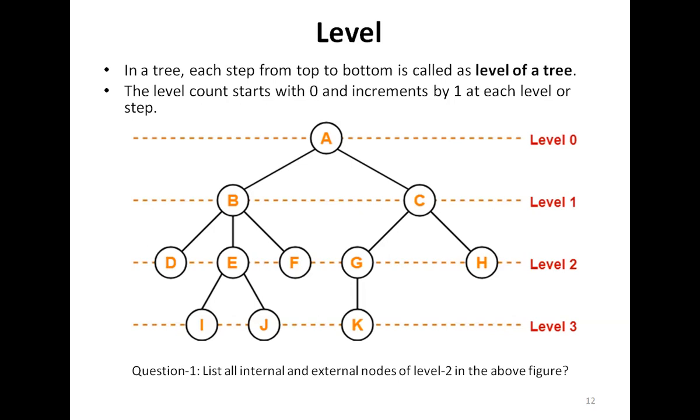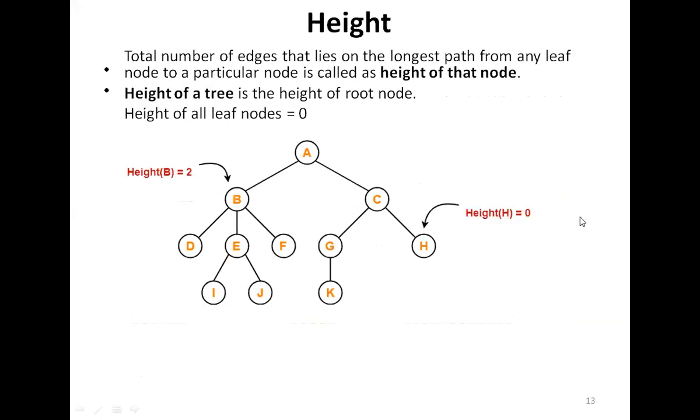Okay, good. And in level 3? Sir, in level 3 there are no internal nodes, only external nodes: I, J, K. Good. And in level 1? Sir, 2 internal nodes, B and C. So there is no external node in level 1. Okay.